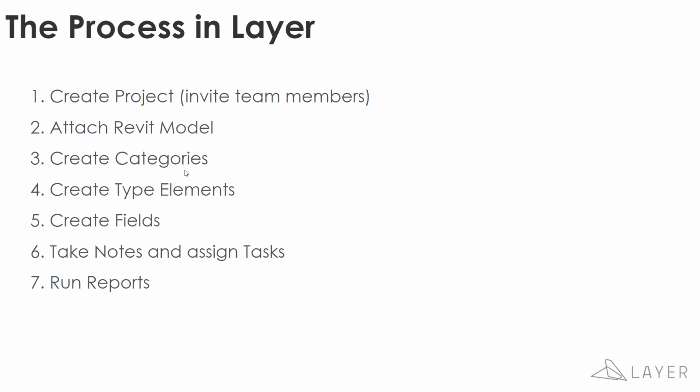We're going to create categories, which are basically the buckets of information that we use to organize the information in Layer. We're going to create these type elements, kind of our repository or library of our common furniture FF&E items. We're going to create something that we call fields, which is the individual pieces of information assigned to each element. And then we can take a look at some of the other parts.